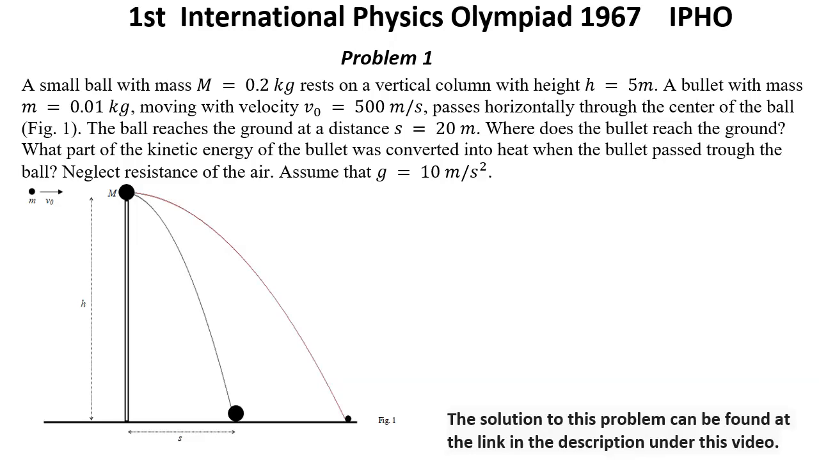per second passes horizontally through the center of the ball. The ball reached the ground at distance s equal 20 meters. Where does the bullet reach the ground? What part of the kinetic energy of the bullet was converted into heat when the bullet passes through the ball? Neglect resistance of the air. Assume that g equal 10 meters per second square.